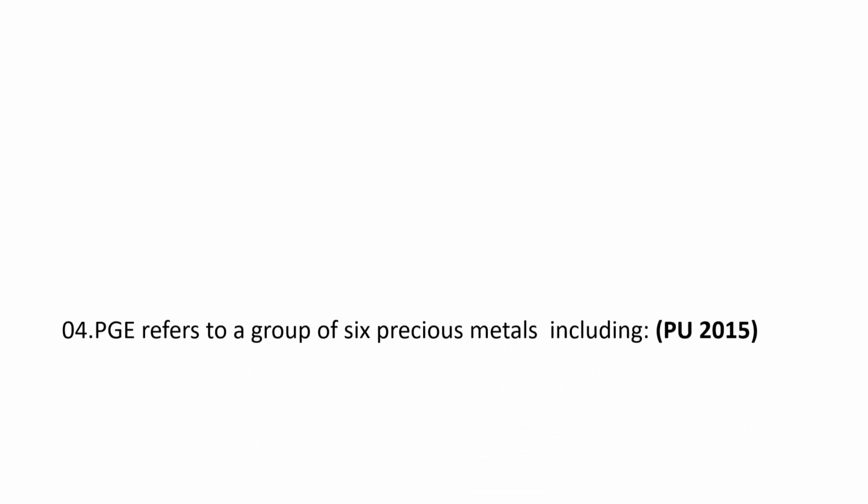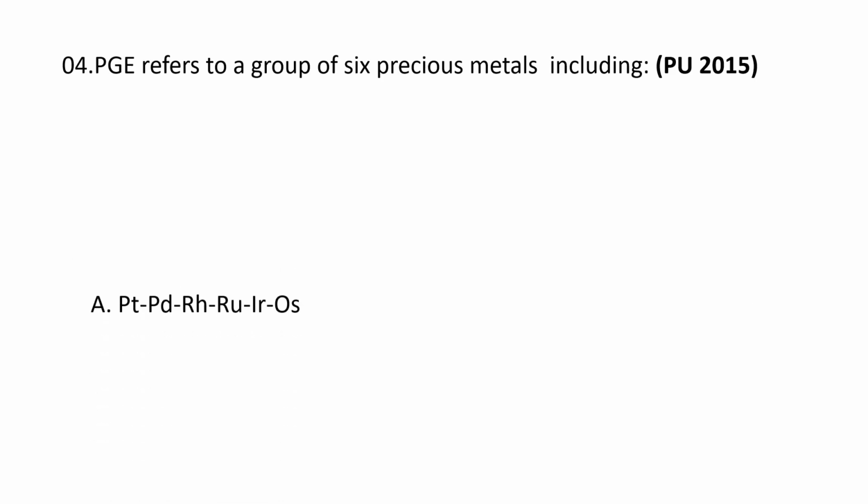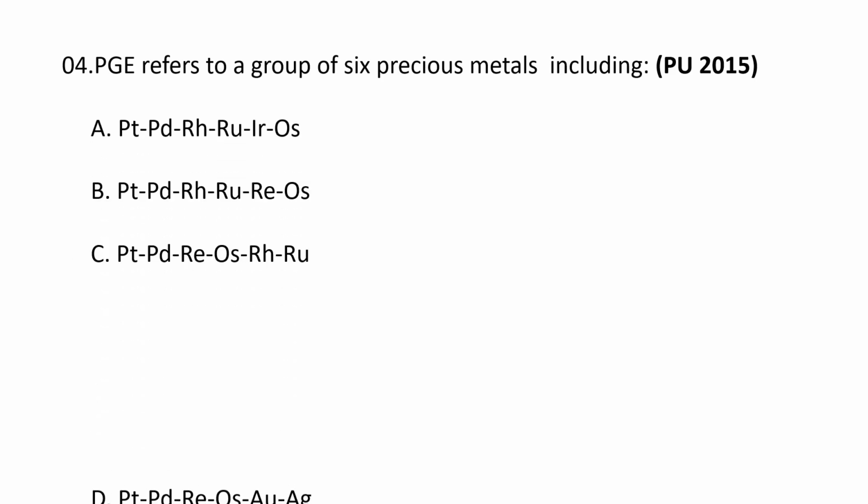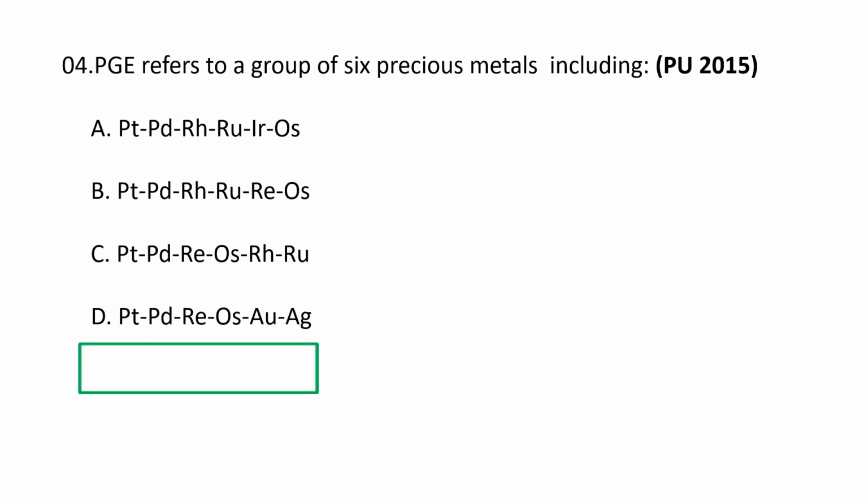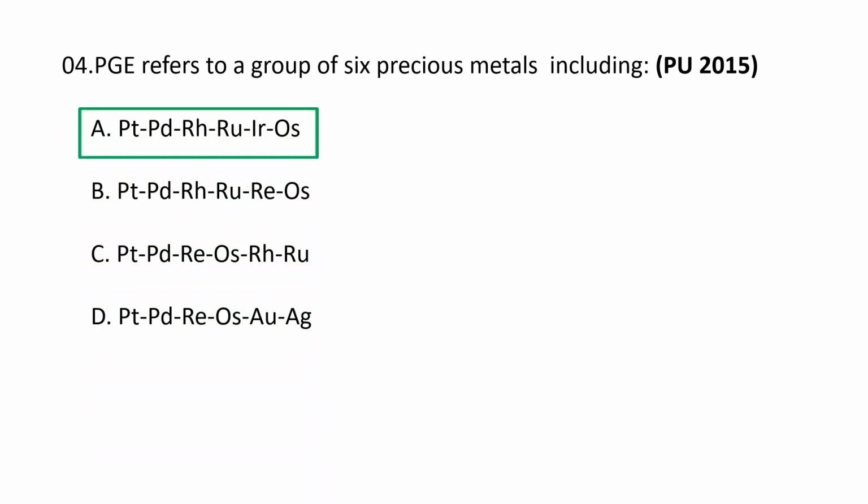Next question. PGE refers to a group of 6 precious metals, including. The choices A, B, C, D are given. So from this, PGE refers to a group of 6 precious metals. It includes, that is, platinum, palladium, ruthenium, rhodium, iridium, and osmium. A is the correct option.